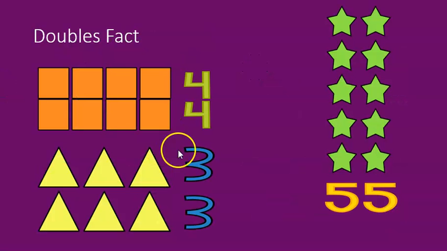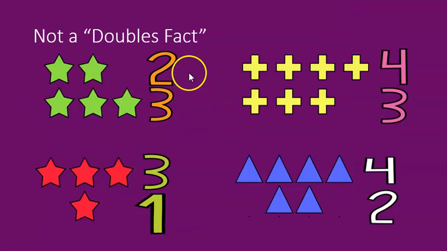Now let's come back to this slide. Doubles fact, they have to have the same number. You see that? 3, 3, 5, 5, 4, and 4. On this example, these 2 numbers are different. Therefore, they are not a doubles fact.